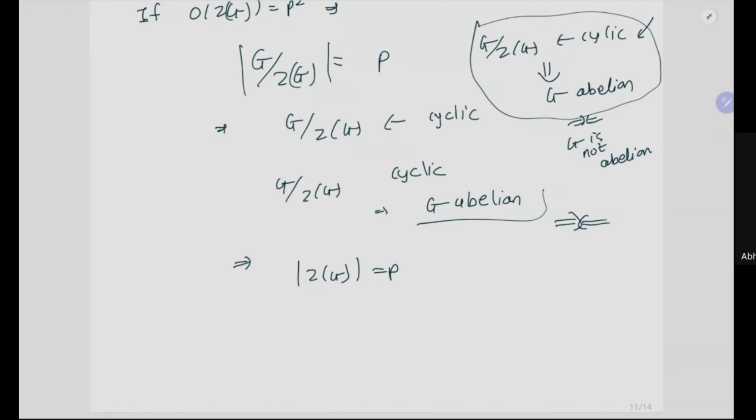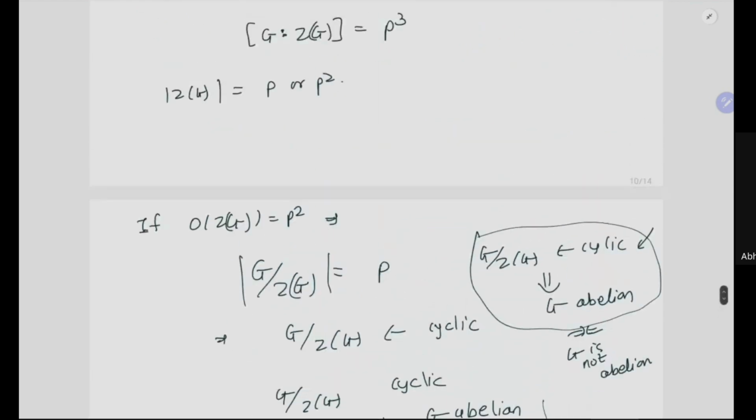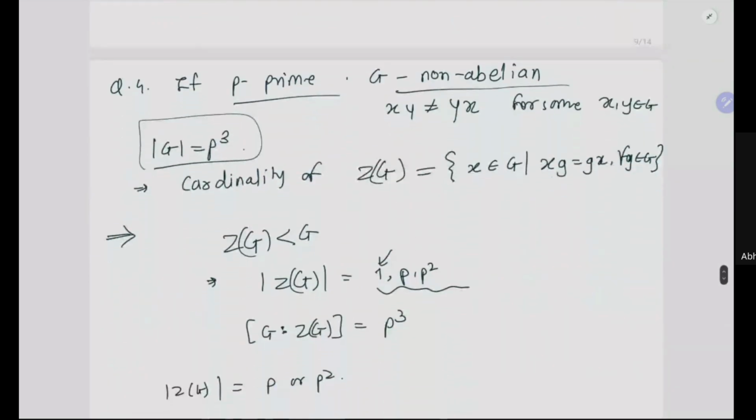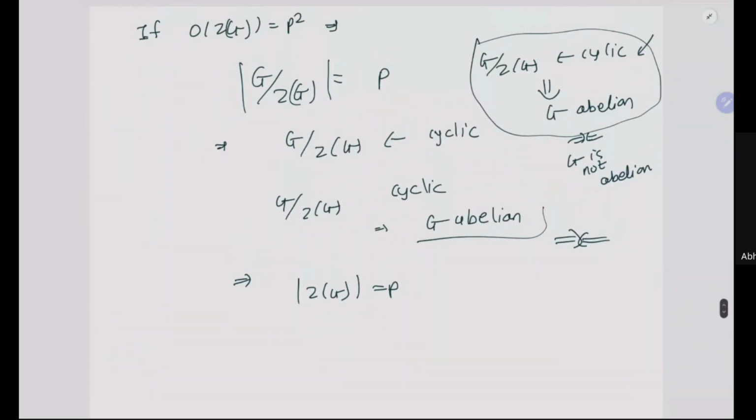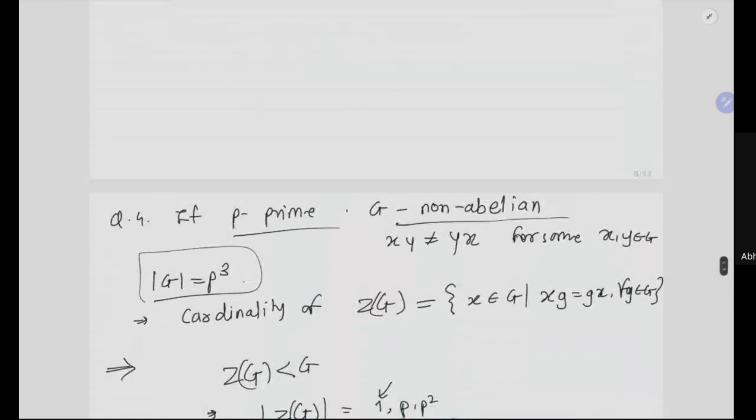Okay, fine. I have a doubt: can we generalize that result, that if the order of a group is some p power n, then the order of the center of the group is p? It need not be true for any p power n. Can we generalize this for any p power n?